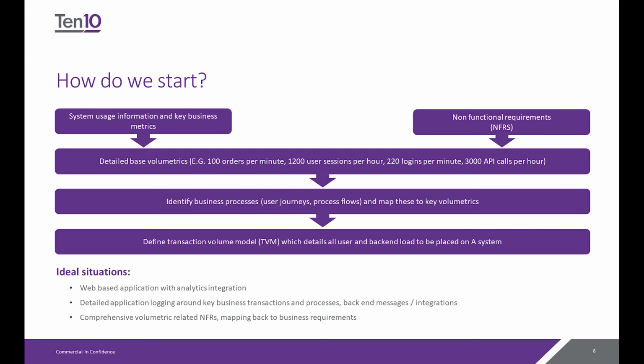So now we can start to process that volumetric information and the requirements we have, and turn that into transaction targets, i.e. it must process 100 orders per minute, it must support 1200 user sessions per hour, there must be 220 logins in a minute, 300 API calls in an hour.